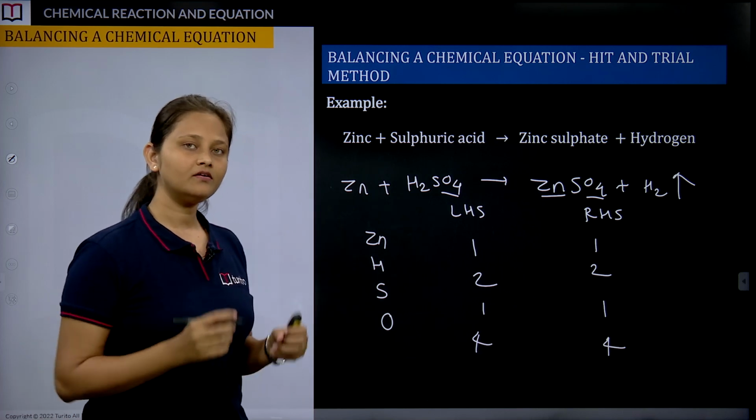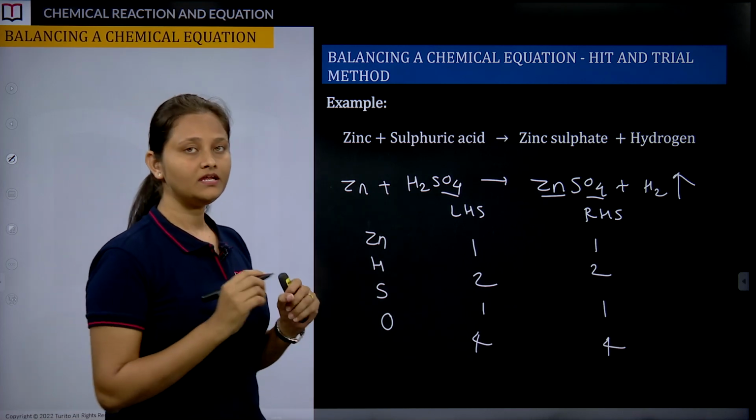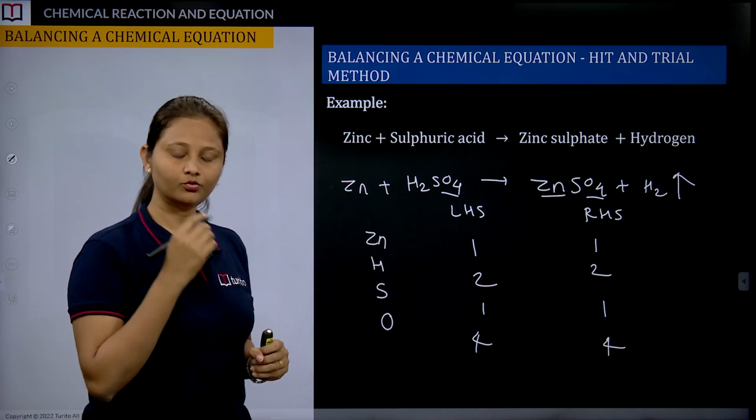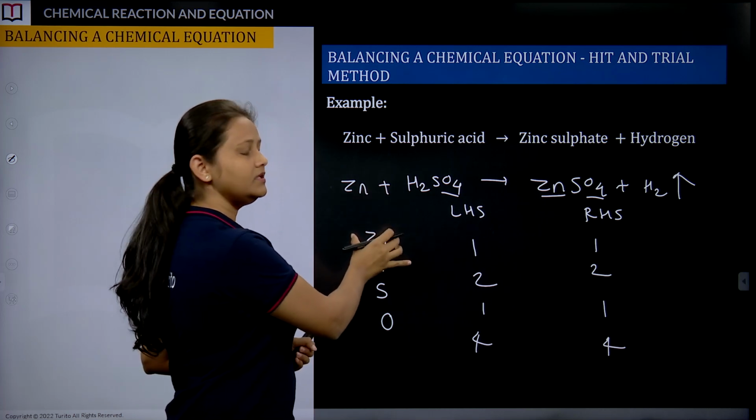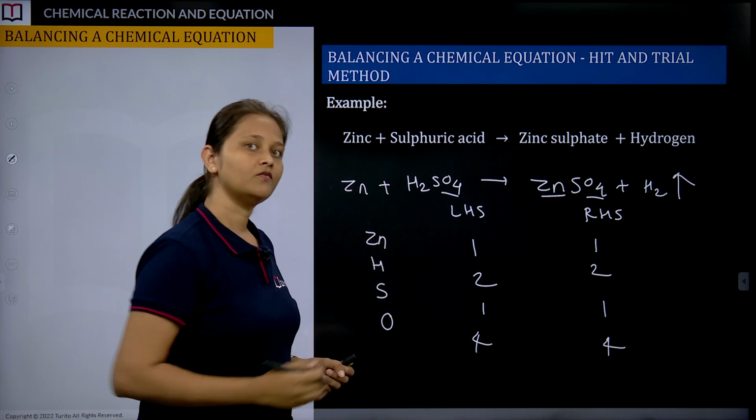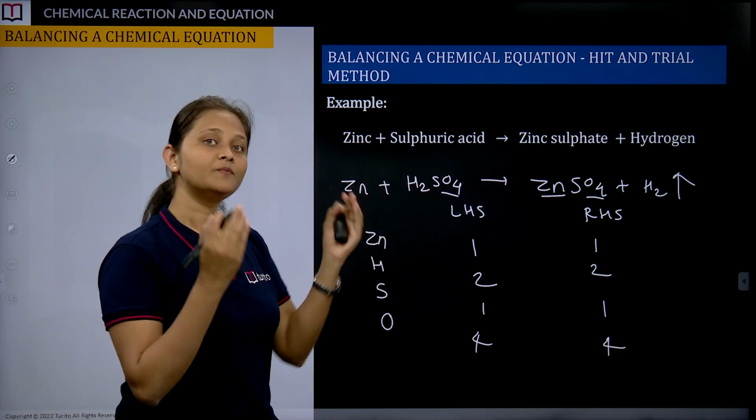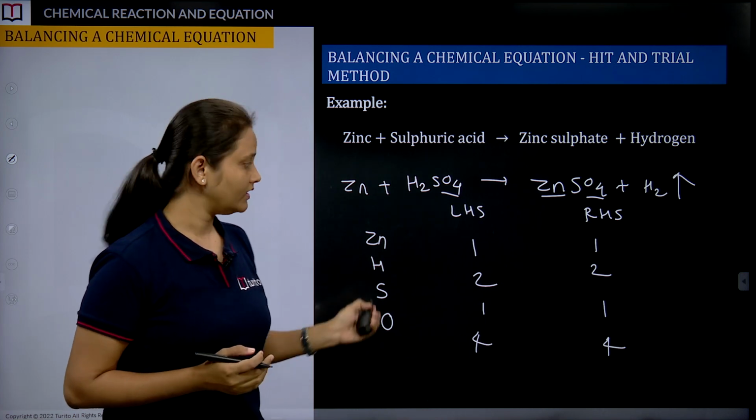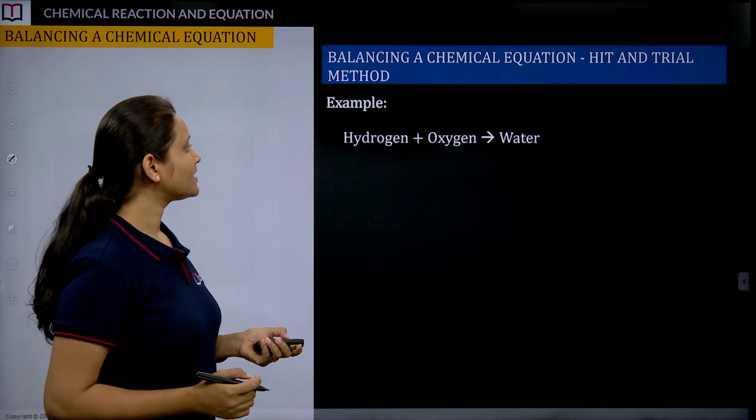What I am trying to tell you is that we need to balance any chemical reaction. According to the law, the total number of atoms on the left hand side, or the reactant side, should be equal to the number on the other side. Here it is balanced, it is matched. That's how I can say it's a balanced chemical reaction.